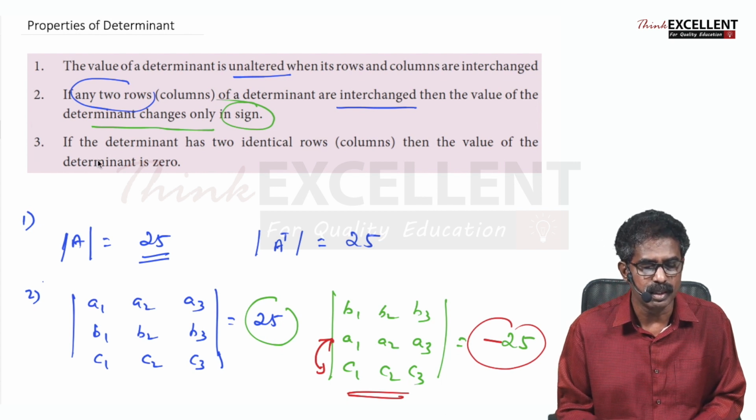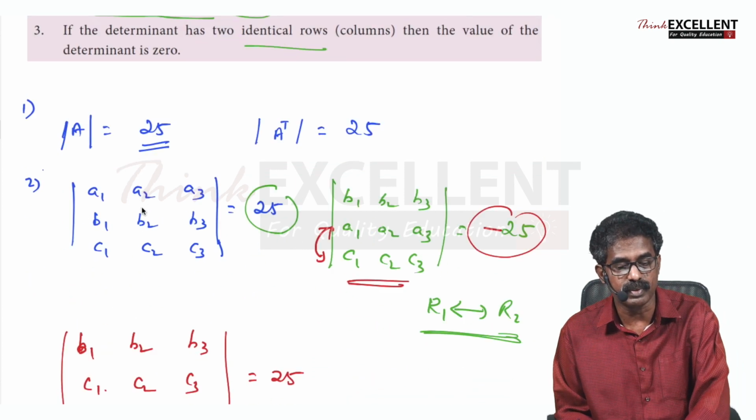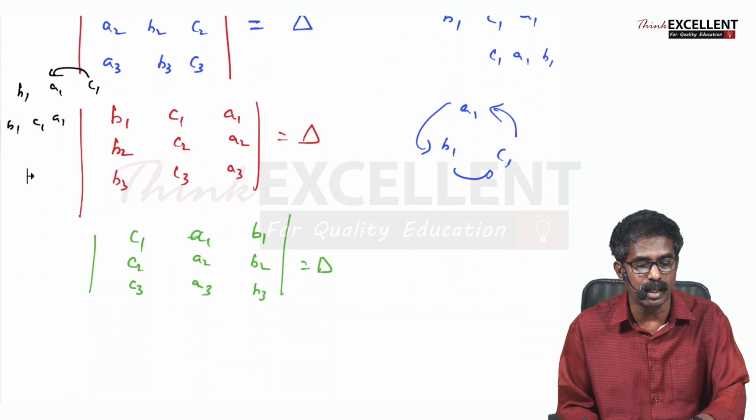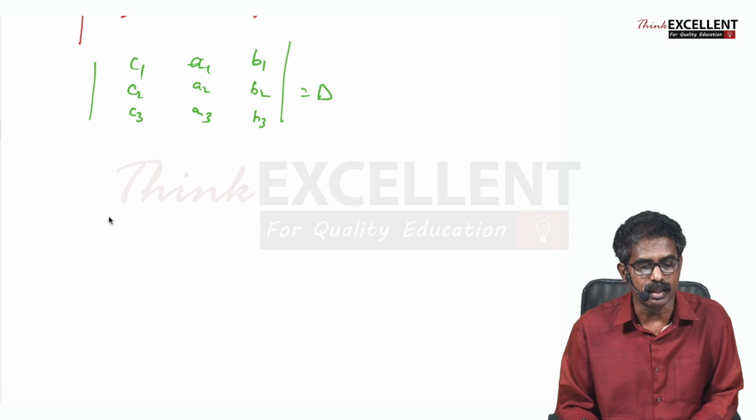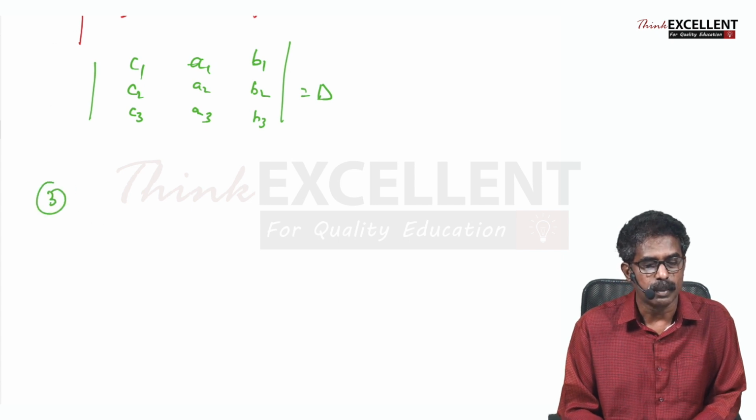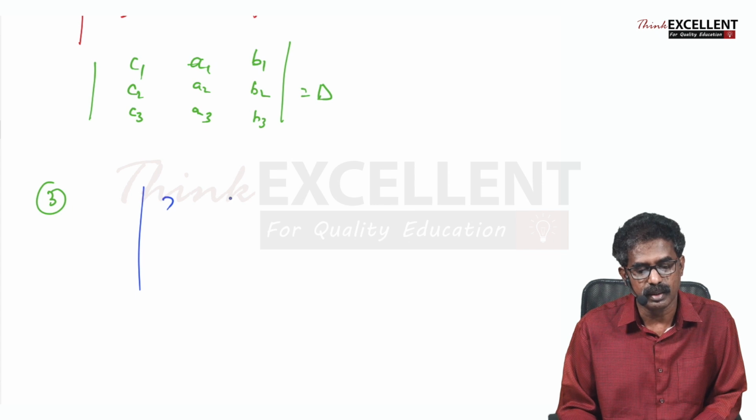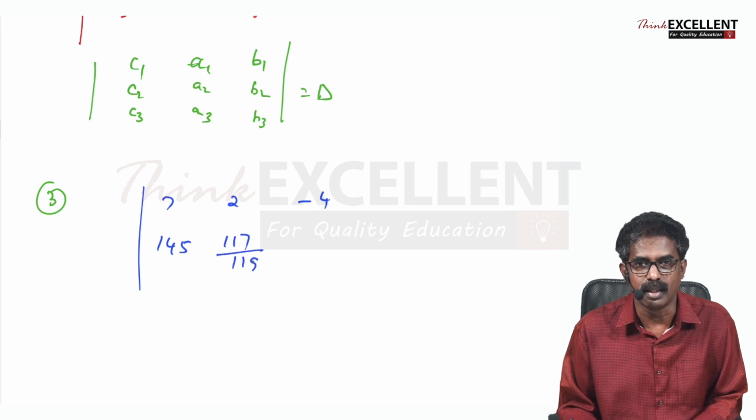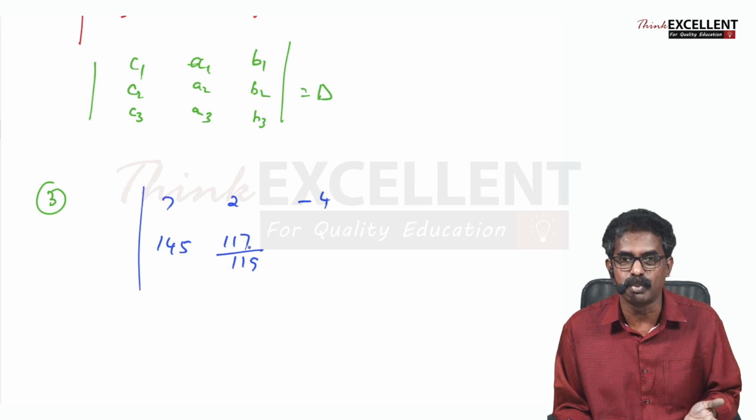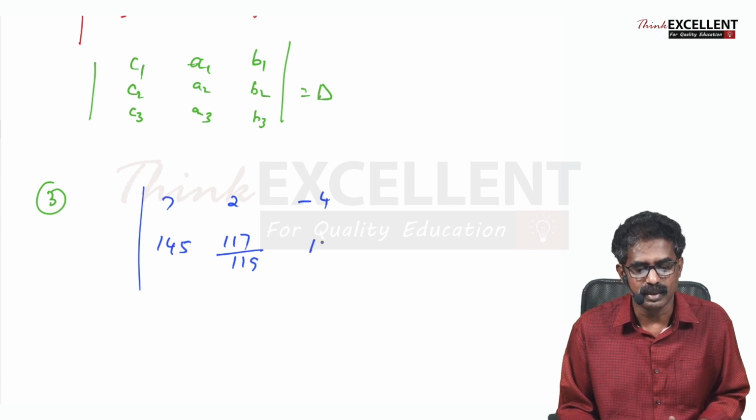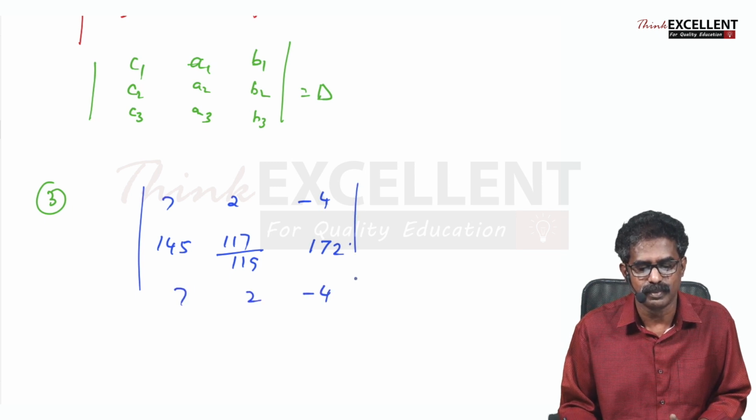The third one is a very simple property. If the determinant has two identical rows, then the value of the determinant becomes 0. Suppose two rows are identical. For example, the first row is 7, 2, minus 4, the second row is 1, 4, 5, and the third row is again 7, 2, minus 4. I think some of you are going out now, because how to expand this? Listen, there's no need to do anything, just put 0.